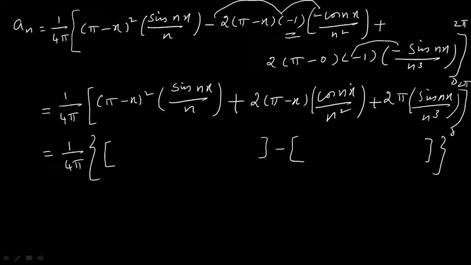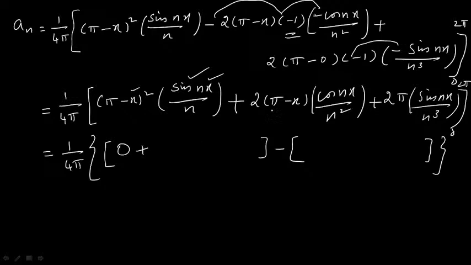Now, first let me replace the value of x by 2 pi. If you replace this x by 2 pi, what happens? Here you get sine 2n pi. You know the value of sine 2n pi, that is 0. 0 into anything is 0. The first term becomes 0 because sine 2n pi is 0.